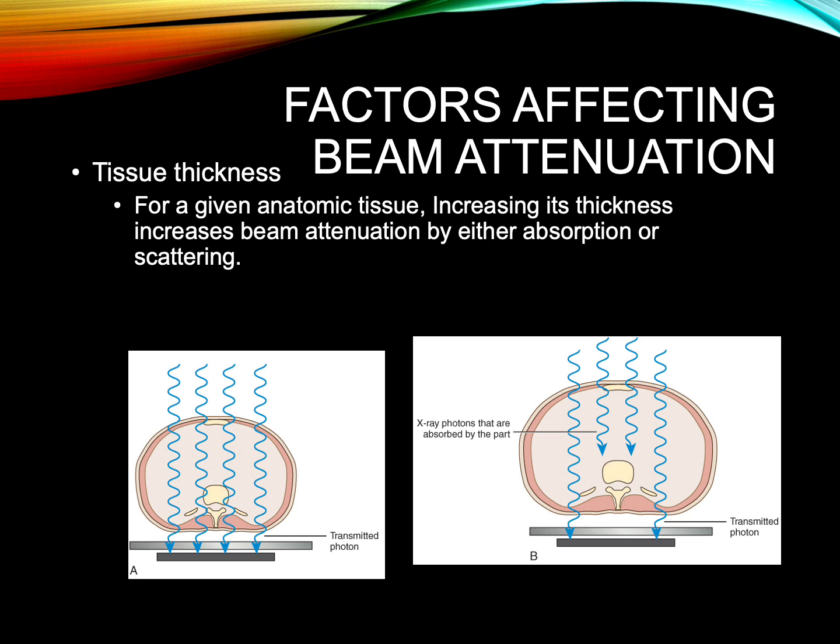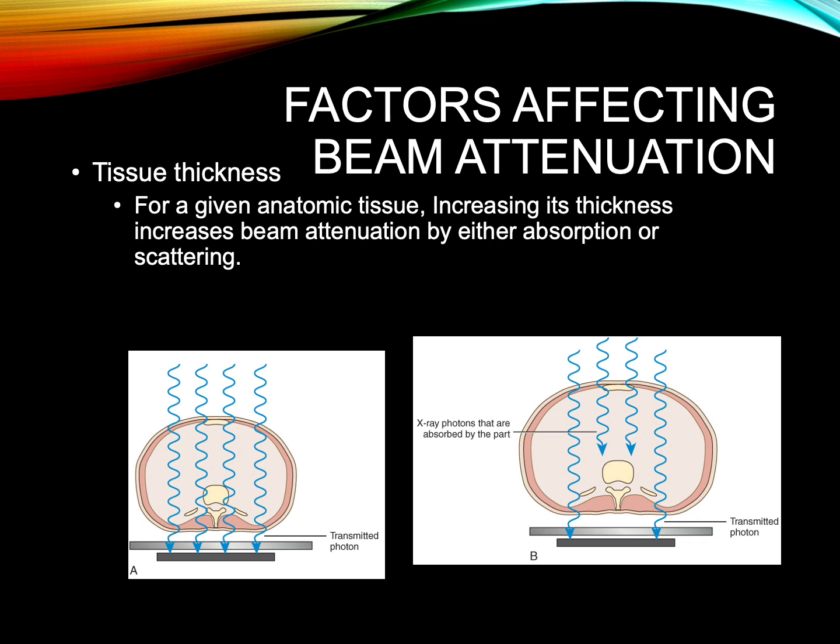The amount of X-ray beam attenuation is affected by the thickness of the anatomic part, the tissue atomic number and tissue density, and the energy of the X-ray beam going through it. For a given anatomic tissue, increasing its thickness increases the beam attenuation by either absorption or scattering. So in figure A, you can see the transmission occurring. That's where the X-ray photons are going through the anatomic part without any interaction to that anatomic part, and they are hitting the image receptor.